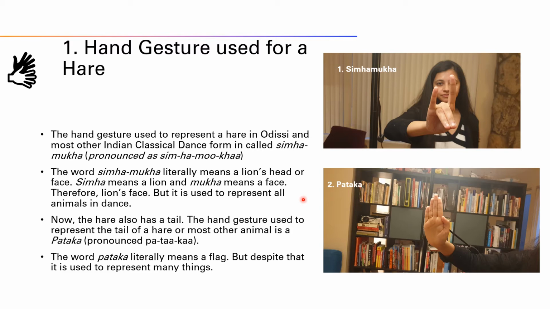Now, other than a face, the hare also has a tail, and the hand gesture used to represent the tail of a hare or that of most other animals is called a pataka. The right hand side second image is that of a pataka. You can see that the image is different from that of Simha-mukha. Here the palm is flat, facing outwards, and all of the fingers are closed. The word Pataka literally means a flag, but despite its meaning, it is used to represent many things in dance.